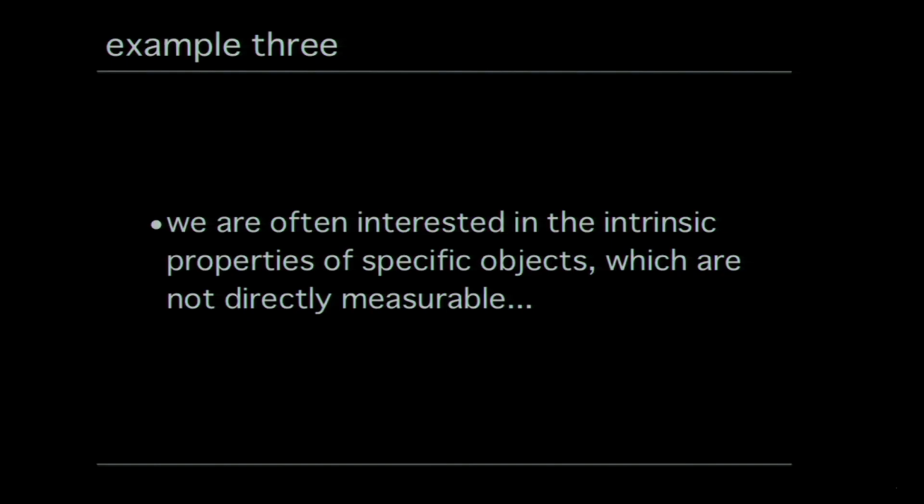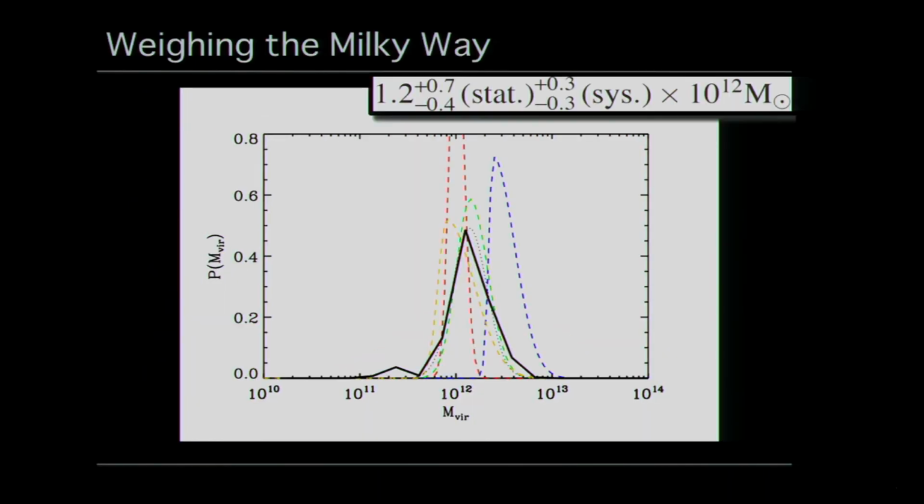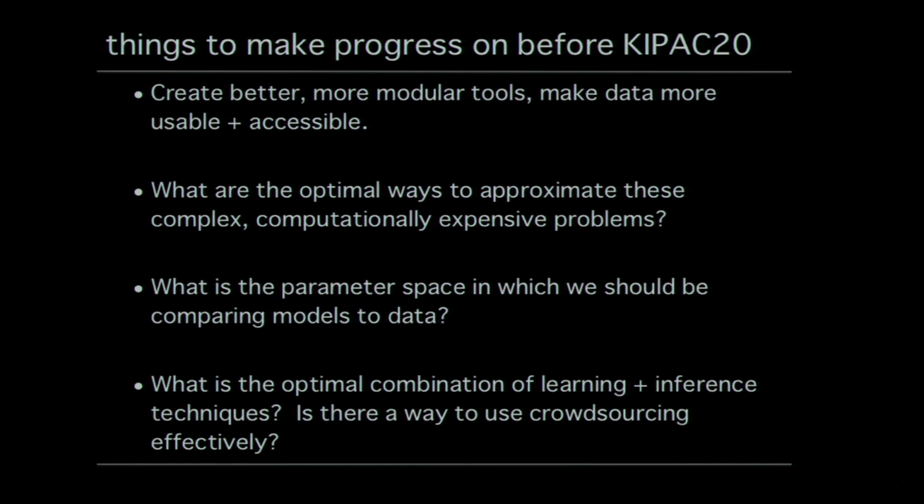So unfortunately, I'm going to have to skip my third example, sorry about that, and I will just end here and say the things that I really think we can make progress on in the next 10 years: creating better tools, figuring out ways to make the data more accessible, figuring out the optimal ways to approximate these computationally expensive problems, understanding the parameter space in which we should be comparing models to data, and what is the optimal combination of the kinds of learning and inference techniques that we'll hear about in the next 2 talks, and potentially the crowdsourcing that we heard about in the last talk.